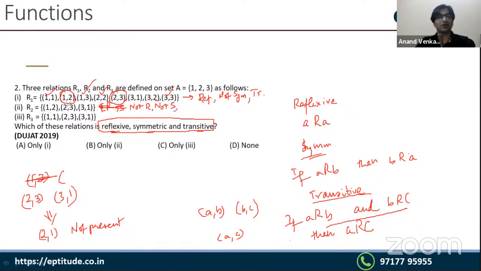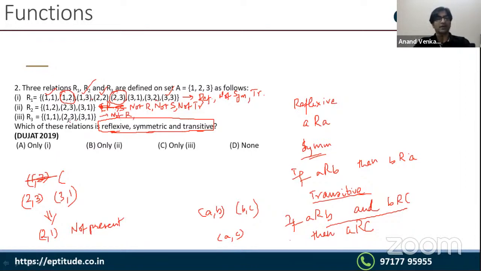About transitive: (1,2) है, (2,3) है, (1,3) होना चाहिए, (1,3) भी नहीं है, so this is also not transitive, right? And similarly (2,2), (3,3) नहीं है. The third relation R3 is not reflexive.